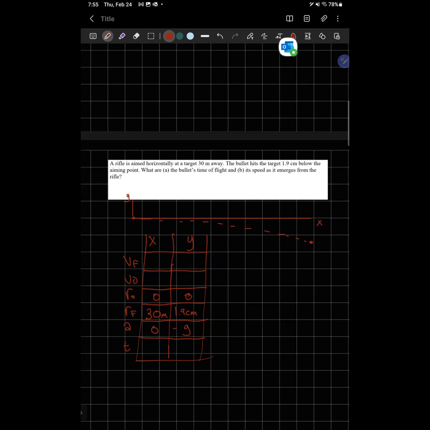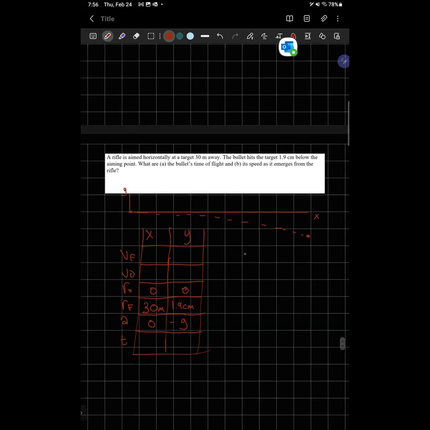How am I going to do this? Kinematics. I'm going to go ahead and just write them all out. VF equals V naught plus AT. Delta X is equivalent to V naught T plus 1/2 AT squared. VF squared is equivalent to V naught squared plus 2A delta X.